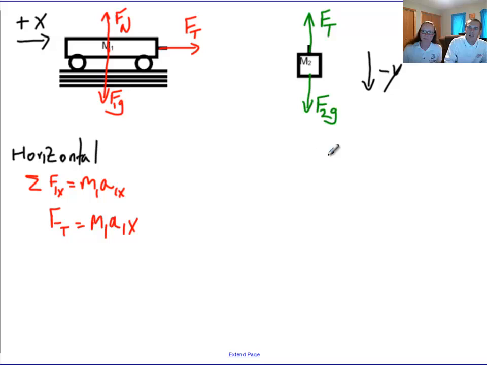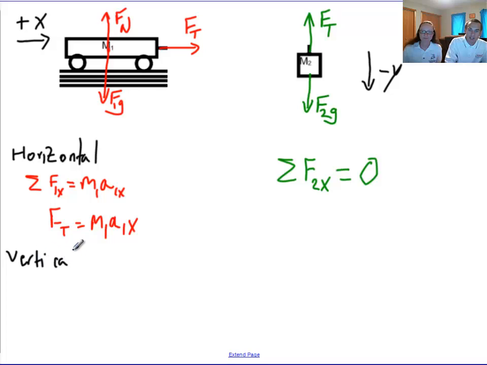Now, if we come over to this object in the horizontal direction, that object's going to be nice because it's only going down. It's not going to move left or right. So net force 2 in the x direction is nothing. There is nothing, so nothing to worry about there. All right, so now we're going to go to the vertical direction.